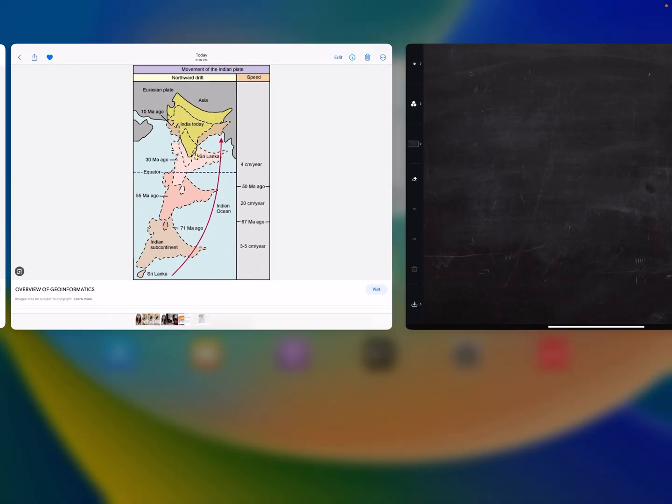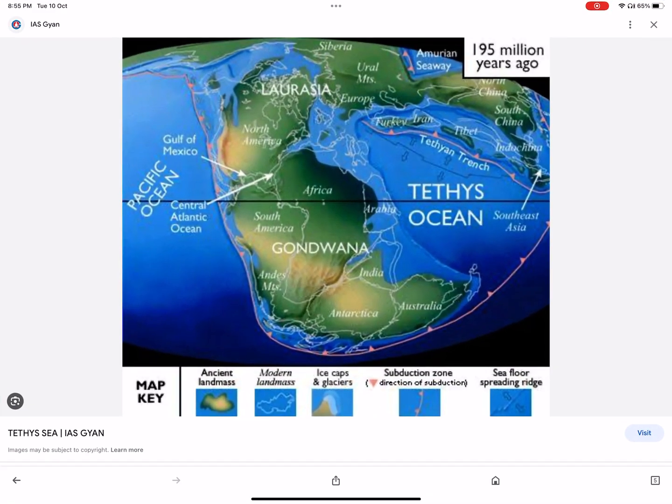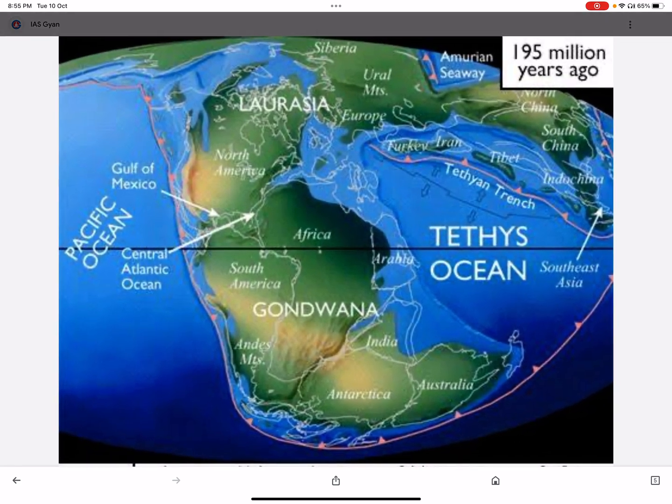Today we will be discussing the movement of the Indian plate. We know that in the current geographical location, the Indian plate is in convergence with the Eurasian plate. But this was not the picture some 200 million years ago. At the time there was Gondwana, and India was a part of Gondwana.